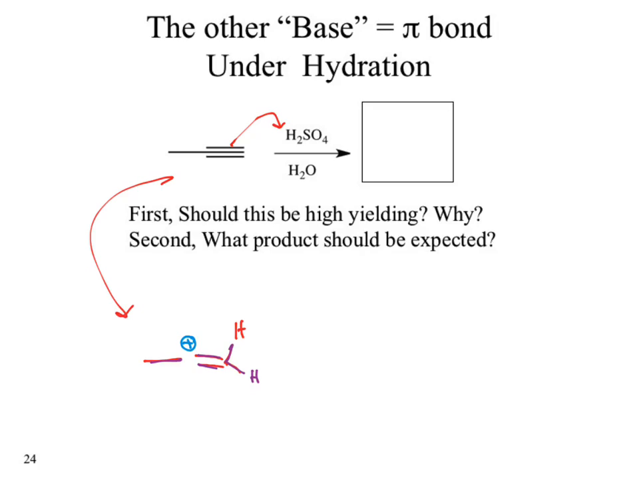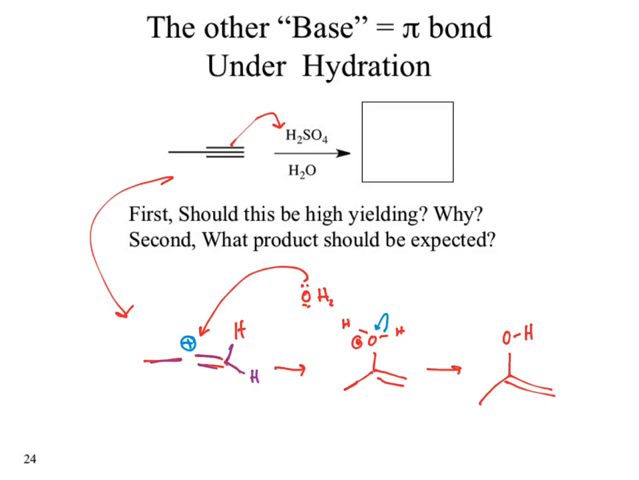Once we've got it formed, though, what can now happen? Water can act as a source of electrons, donate to our carbocation. We can have our water attack with our positive charge. We can lose a hydrogen, and we would end up with the first of our products.